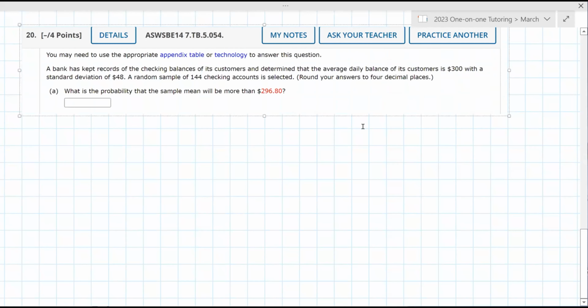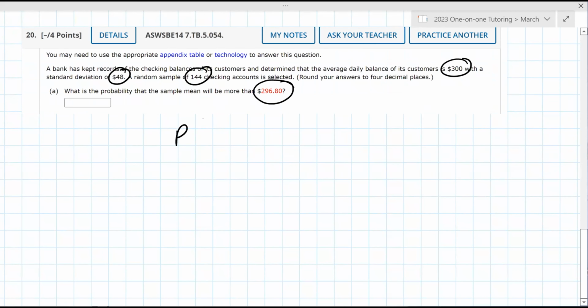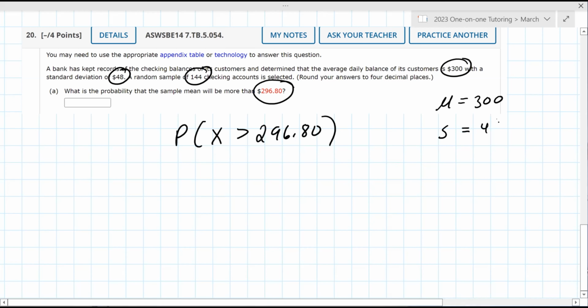A bank has kept records of the checking balances of its customers and determined that the average daily balance of its customer is $300 with a standard deviation of 48. So we've got 300, we've got 48, and a random sample of 144. What is the probability that the sample mean will be more than $296.80? We're asking the probability that X is greater than $296.80. The mu in your problem is 300. The standard deviation is 48 and n is 144.